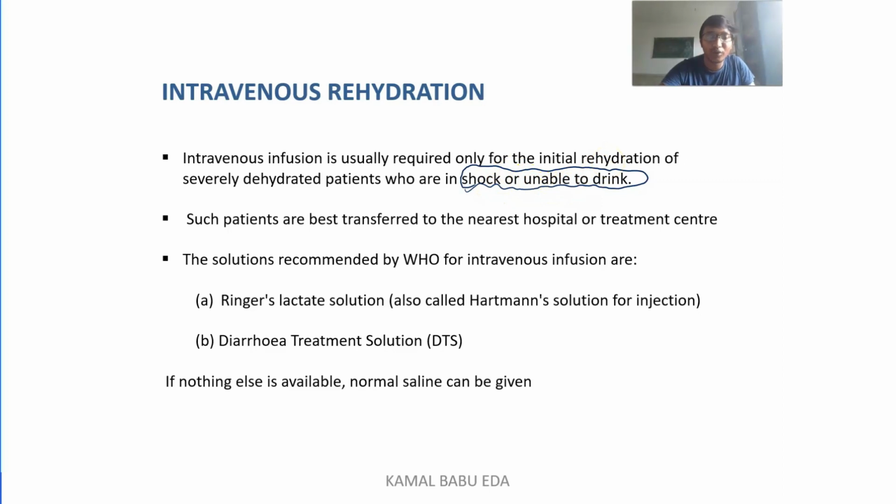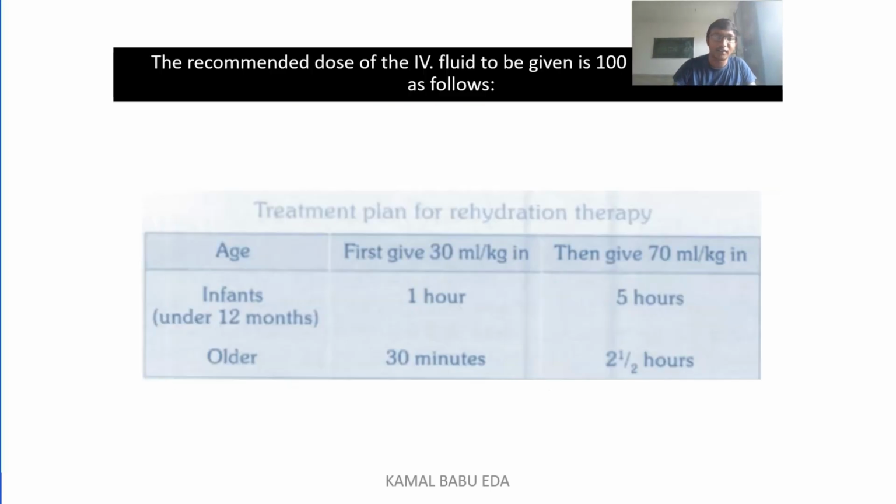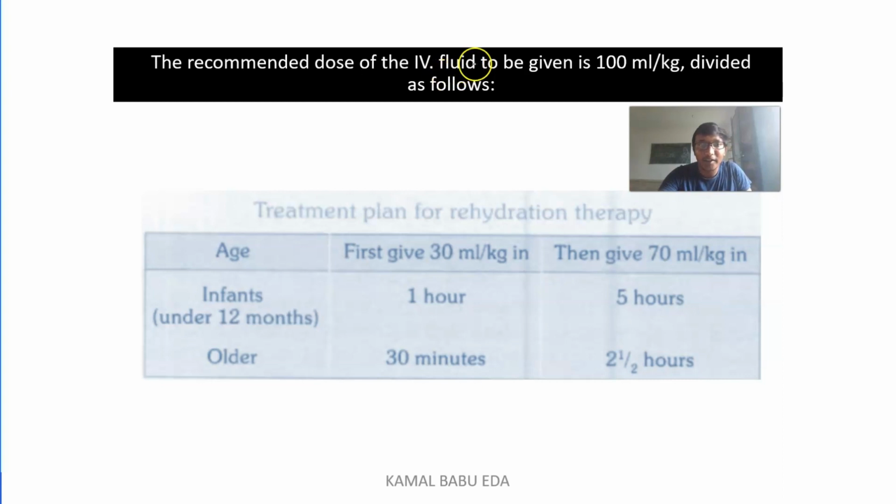These patients should be transferred to the nearest hospital or treatment center. The solutions recommended by the WHO for intravenous use are Ringer lactate solution, also called Hartmann solution for injection, and diarrhea treatment solution, also known as DTS. If nothing is available, you can go for simple normal saline. These are the recommended doses of IV fluid, 100 ml per kg body weight, divided as follows.